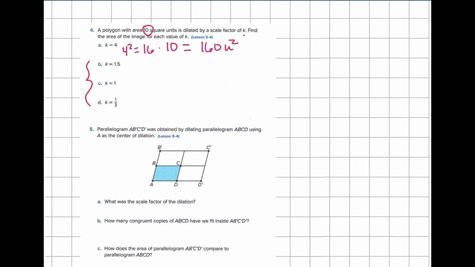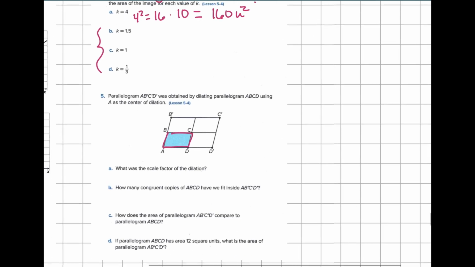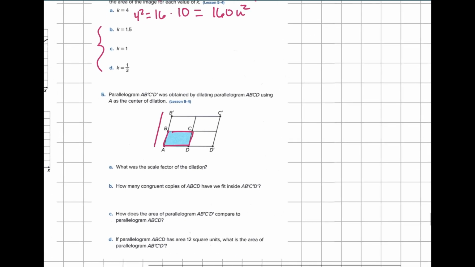A parallelogram ABCD prime was obtained by dilating this one, using A as the center of dilation. What was the scale factor? How many did it grow? Okay, 1 is not the answer. How many congruent copies of this one can you fit in this one? How many can you fit in there? How does the area of parallelogram ABCD prime, that's the big one, compare to the original one, the blue one? Is it bigger? Is it smaller? Is it a dilation? I don't know.